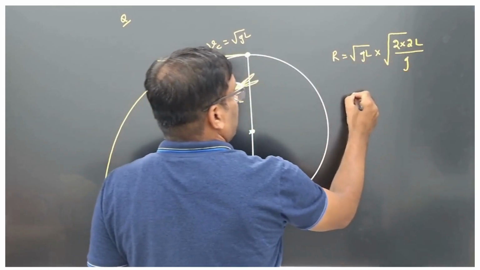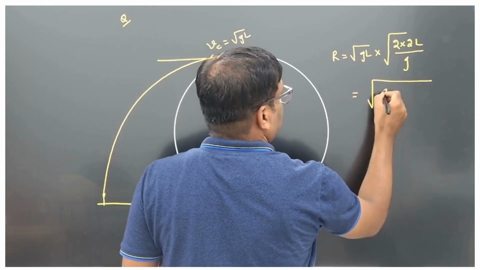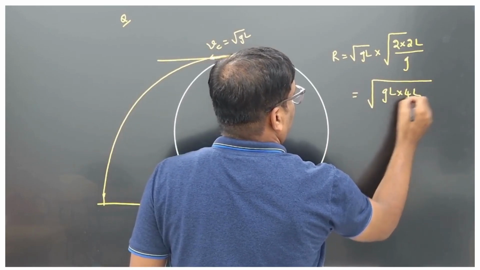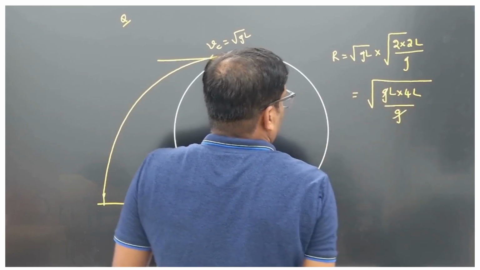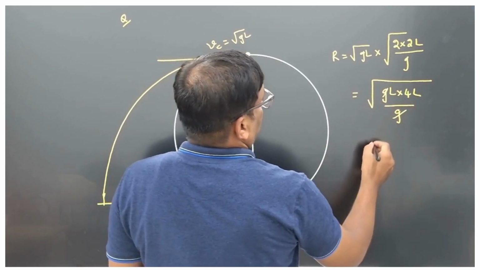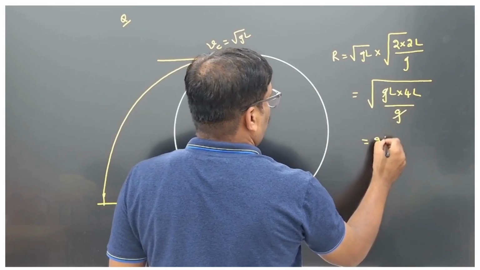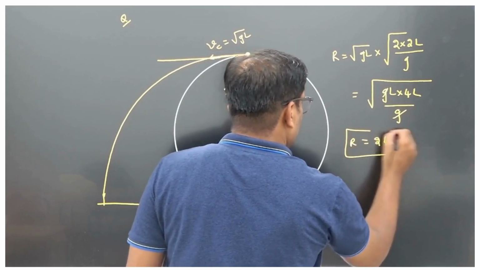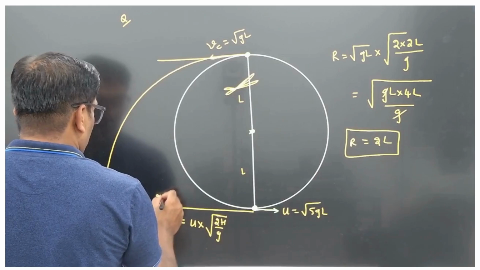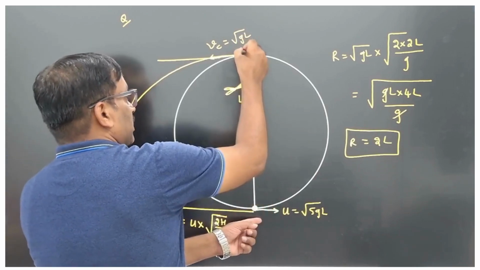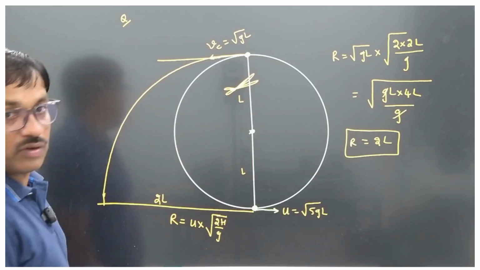Both of the roots are there, so you can take them inside. Therefore GL into 4L by g, the g gets cancelled out. So you get 4L square. The root of 4L square is nothing but 2L. Therefore the range will become 2 times L. That is how much distance it is going to fall.